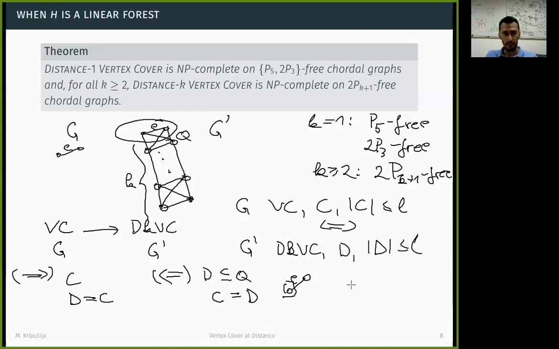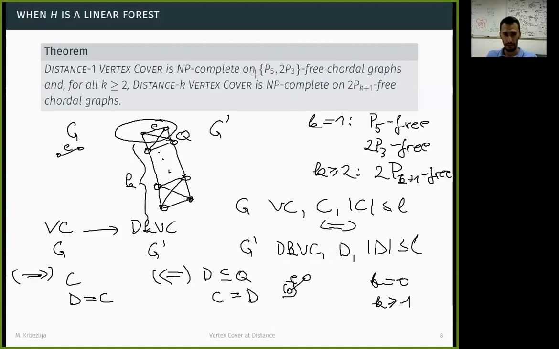Now, why is it important that our graph is chordal? In the case when k is equal to 0, that is for the vertex cover, the vertex cover is solvable in polynomial time on chordal graphs. However, we see that when k is bigger than or equal to 1, the distance k vertex cover becomes NP complete on chordal graphs. Now, this concludes the NP completeness results in the case when H is a linear forest.